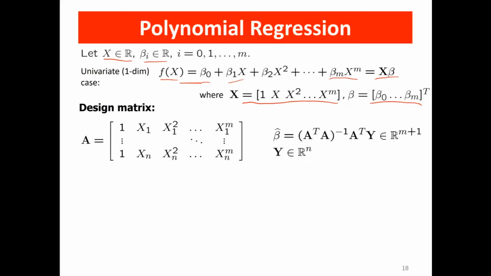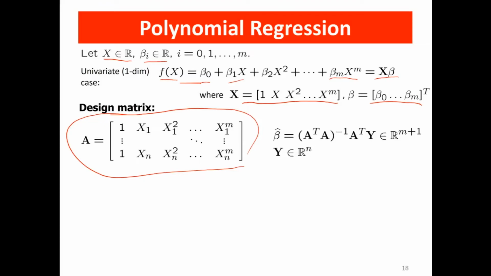Let's assume that our training set consists of n input-output pairs, x1, y1, x2, y2, and so on, xn, yn, and in this case xi and yi are all real numbers. From x1, x2, and so on, xn, let's create the design matrix A, which contains the basis functions evaluated at x1, x2, and xn. This is an n times m plus 1 dimensional matrix.